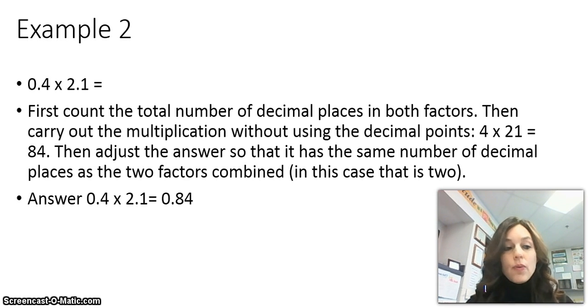We have 4 behind the decimal point, and we have 1 behind the decimal point. That means we're going to have two numbers behind the decimal point in our answer. So our answer of 4/10 times 2 1/10 is going to be 8400ths, because since we have 2 places behind the decimal point in my question, we need 2 places behind the decimal point in our answer.